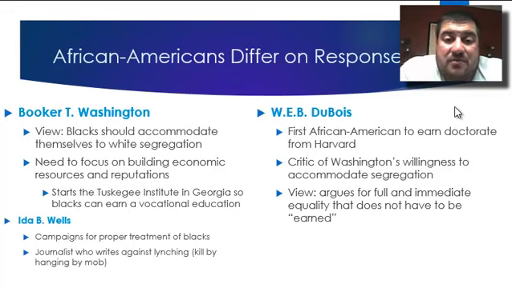And then Ida B. Wells, she's not really in this argument, but she is a famous journalist who campaigns for the proper treatment of blacks, and she is against lynching, which is when a mob breaks into a house, grabs a black person, and hangs them from the nearest tree. And it's a horrible thing that's going on in the South, and they usually get off scot-free for it, since it was a black person that was lynched.